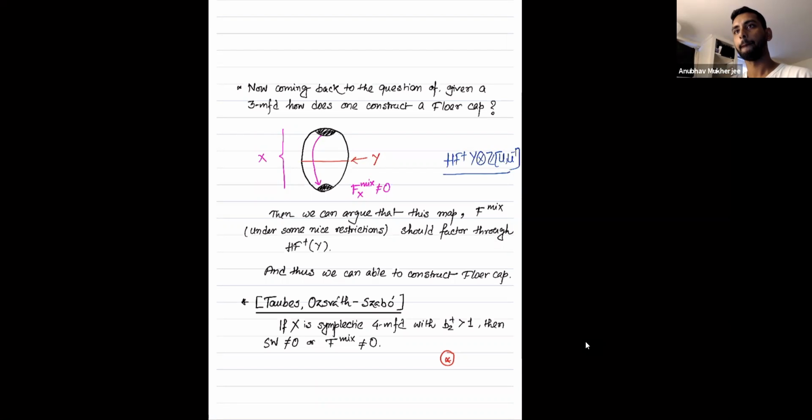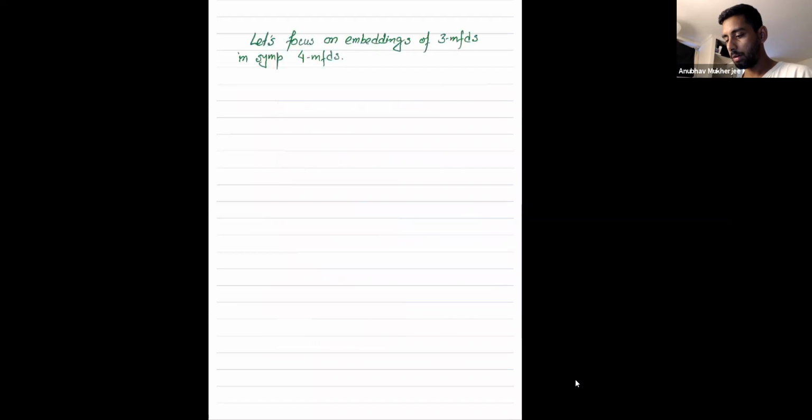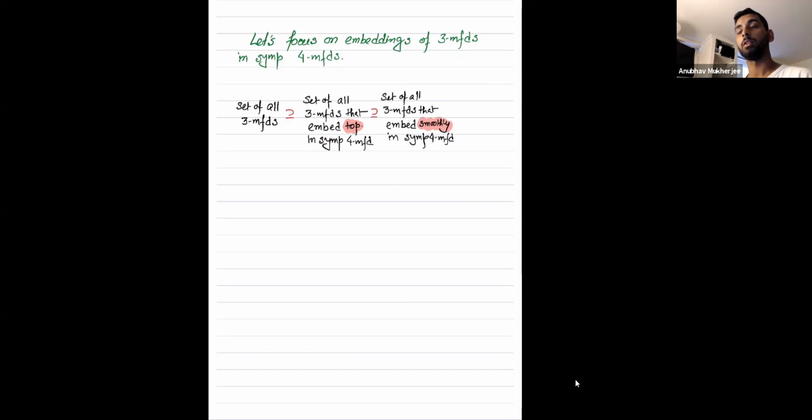Any more questions? So this is sort of the motivation, and now we come back to the original problem, the embedding of three-manifolds in symplectic four-manifolds. I can consider the set of all three-manifolds, and in particular, as a subset, the set of all three-manifolds which embed topologically in symplectic four-manifolds. Then I consider the set of all three-manifolds which embed smoothly in symplectic four-manifolds. And then I can take one more particular embedding, which is contact embedding, where the symplectic structure behaves nicely with the contact structure of the three-manifold.